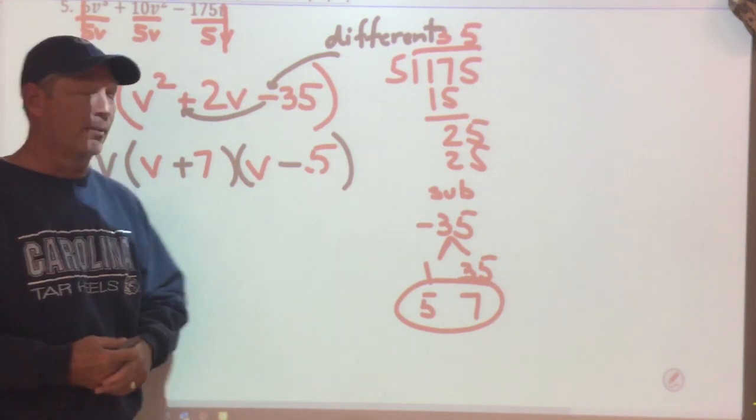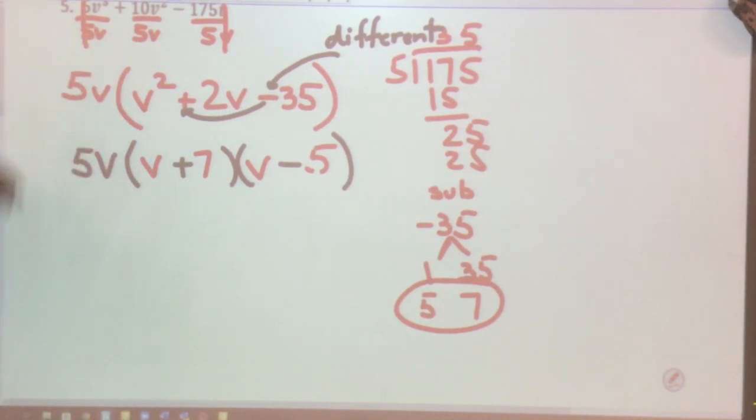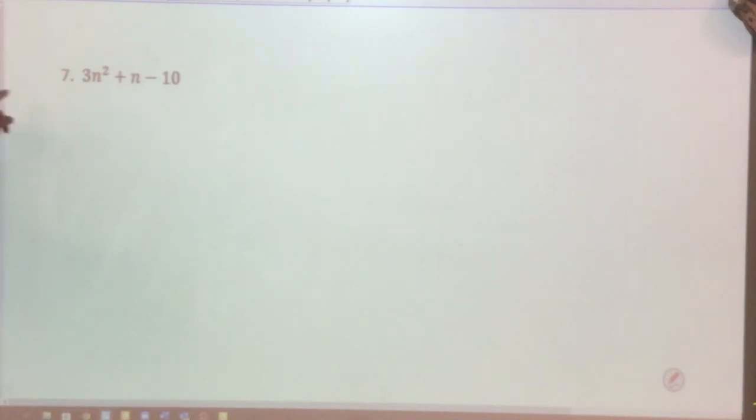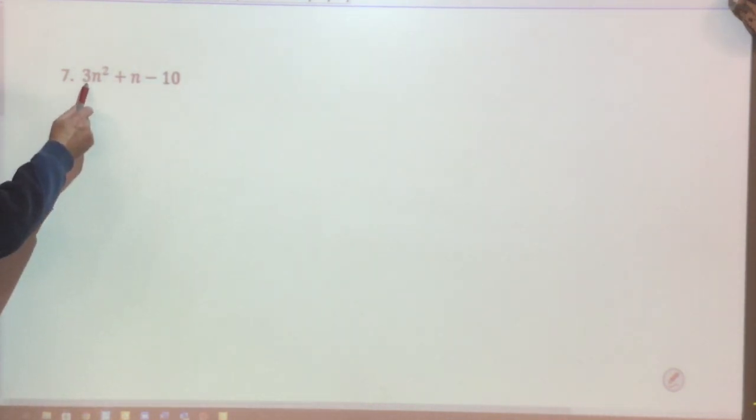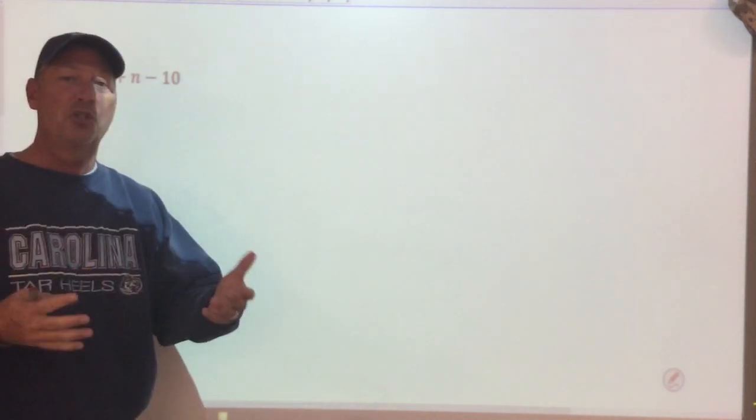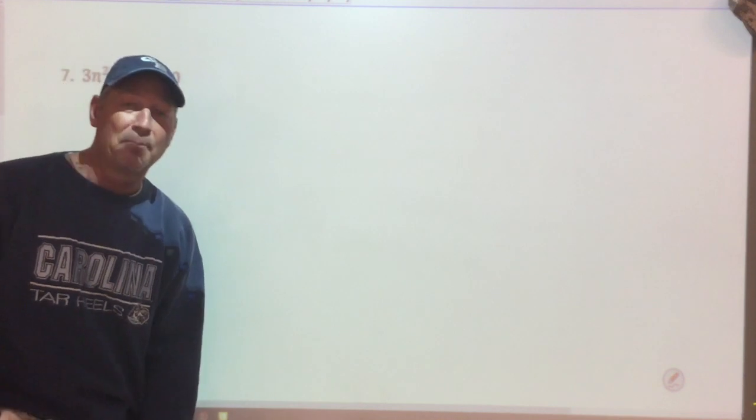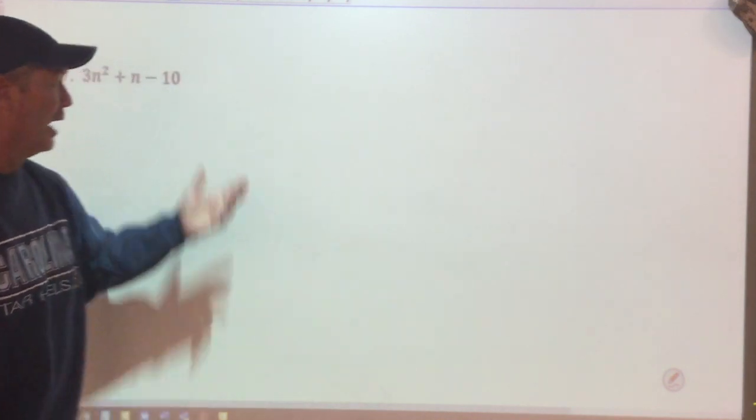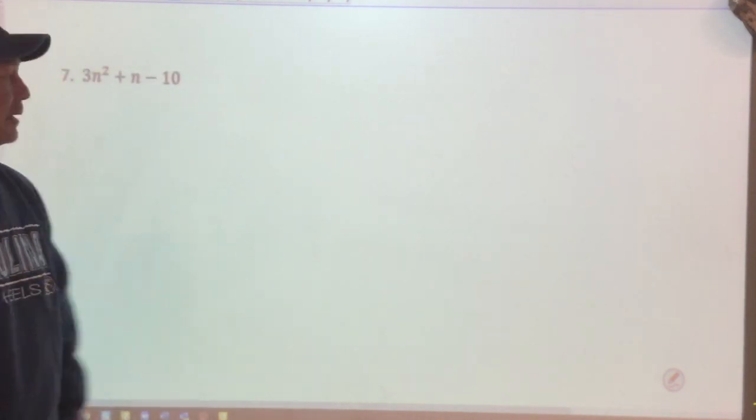All right, let's try another problem. All right, so now we have to factor, but look at my A value. My A value is not 1. This is a situation where you could use boxing, the box method, or grouping. I'm going to try with the box method, okay?